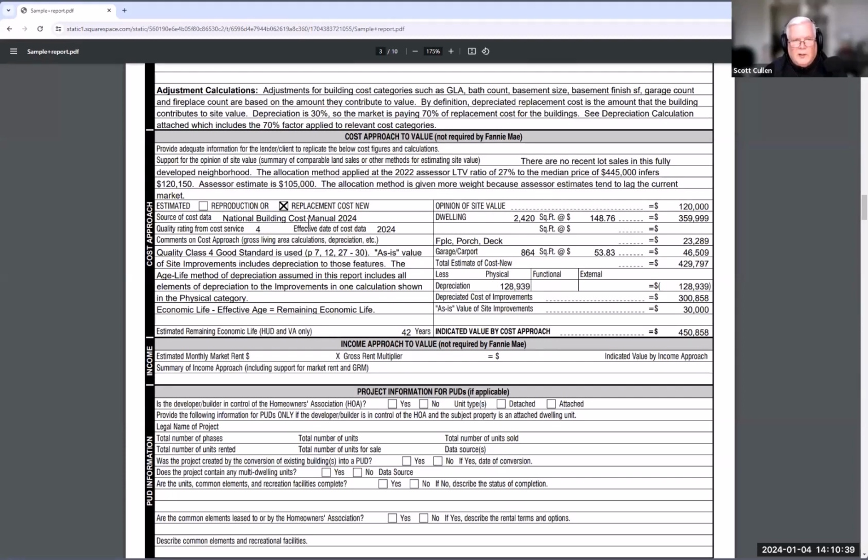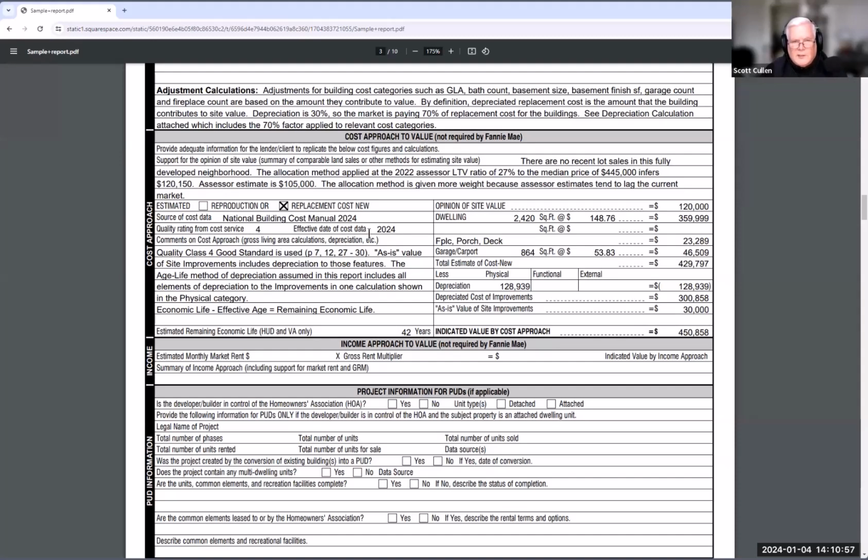So National Building Cost 2024, the quality rating from the cost service is 4. They have a scale of 6 being low and 1 being high, and 4 happens to fit this house. They call it good standard. So quality class 4, good standard is used.